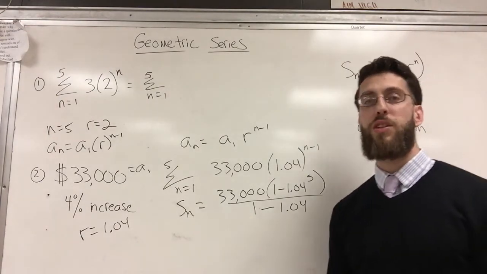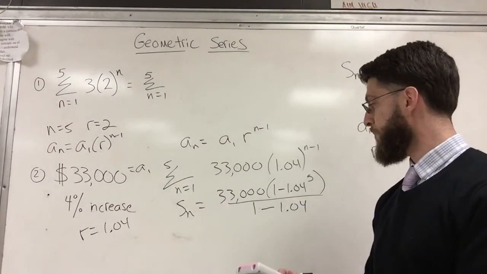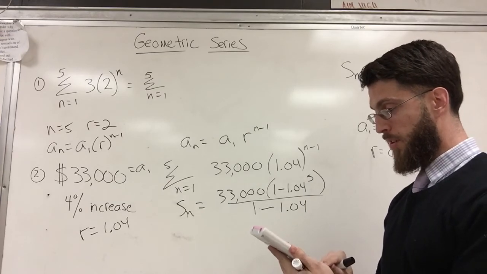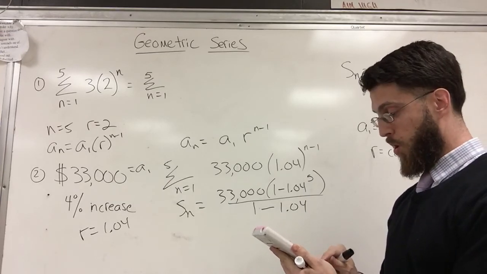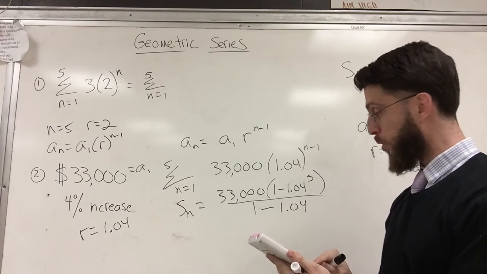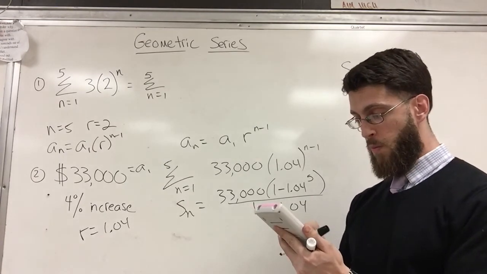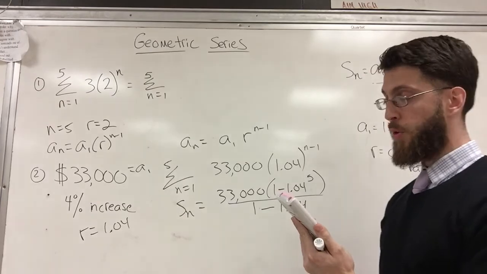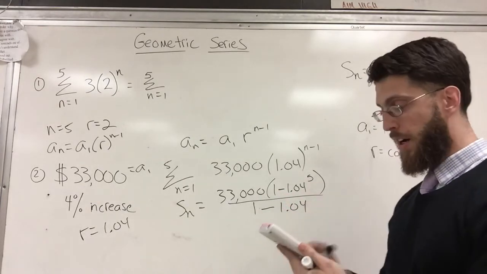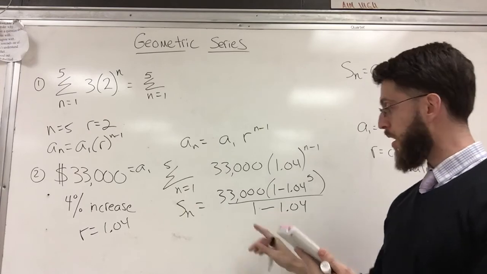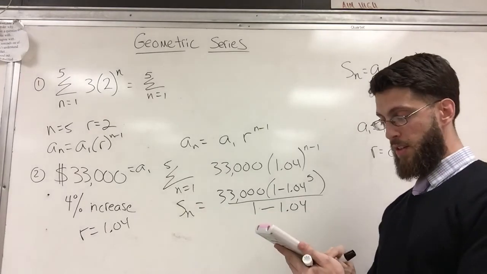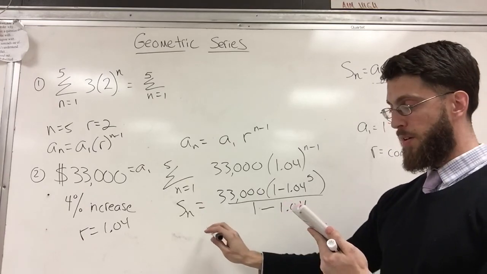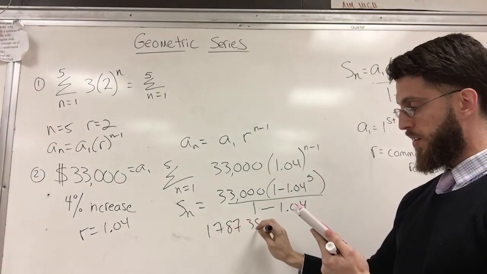I don't have a calculator. Actually, you know what? We'll do this together. So we'll type this whole thing in and see what happens. So that's 33,000 times 1 minus 1.04 to the 5th power. That gives me negative 7149.54 divided by 1 minus this, which is just negative 0.04, and I get an answer that looks like this.